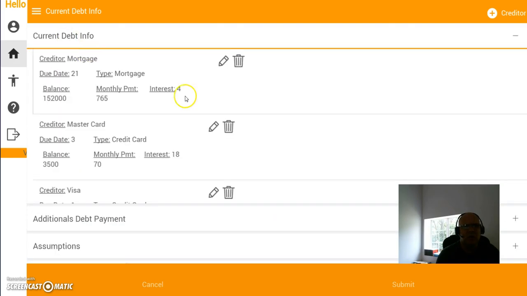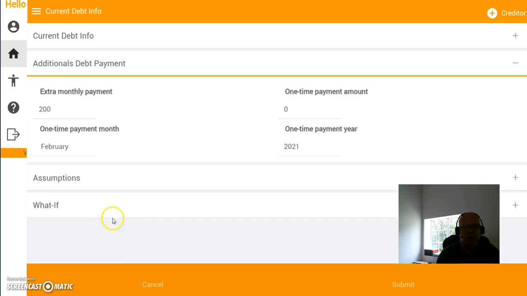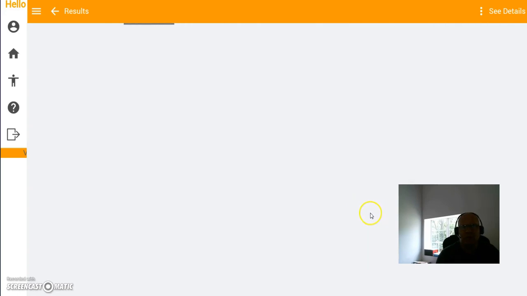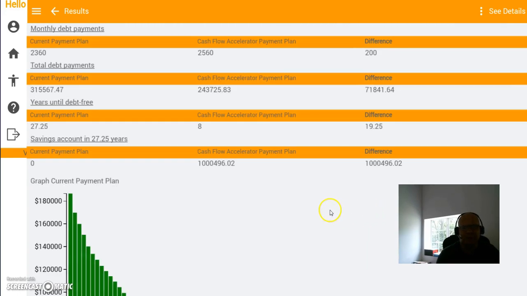So let's go back up here to the current debt. Again, we've already pre-populated some of this. So we have the 5%, we have the $200 there. So let's go back up and then let's go to submit. Once we submit, it's going to give us some calculations here. It's going to give us some breakdowns. This is your current plan. This is our plan, and then this is the difference between the two.